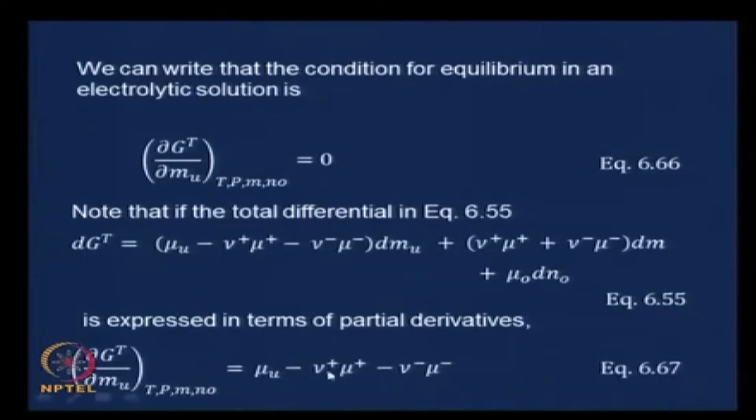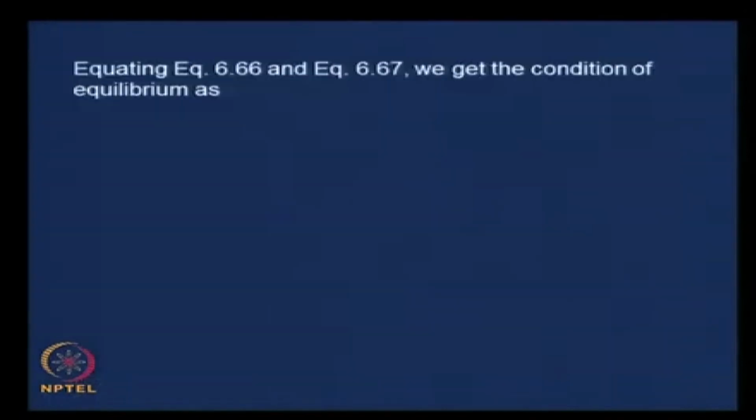This is equal to 0, so we are going to equate this to 0, and if we do that we get nu_u mu_u equals nu_plus mu_plus plus nu_minus mu_minus. In other words, the chemical potential of the undissociated species must equal the sum of the chemical potentials of the charged species weighted by its stoichiometric coefficients. Equation 668.